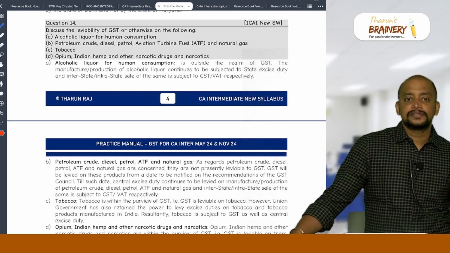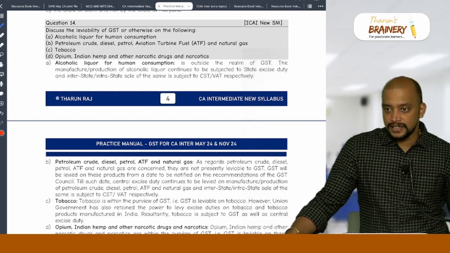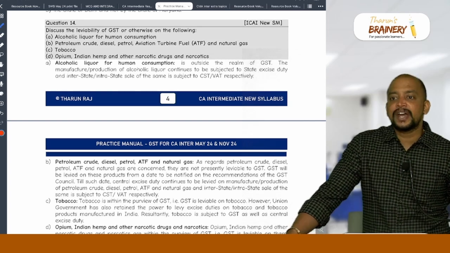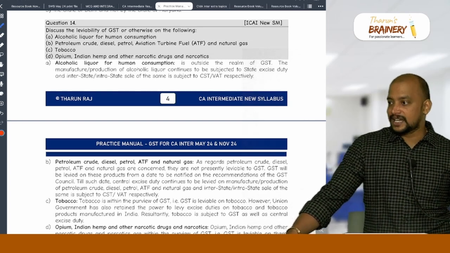However, what are the existing duties? State excise duty on manufacture, CST and VAT on sale of liquor is applicable.